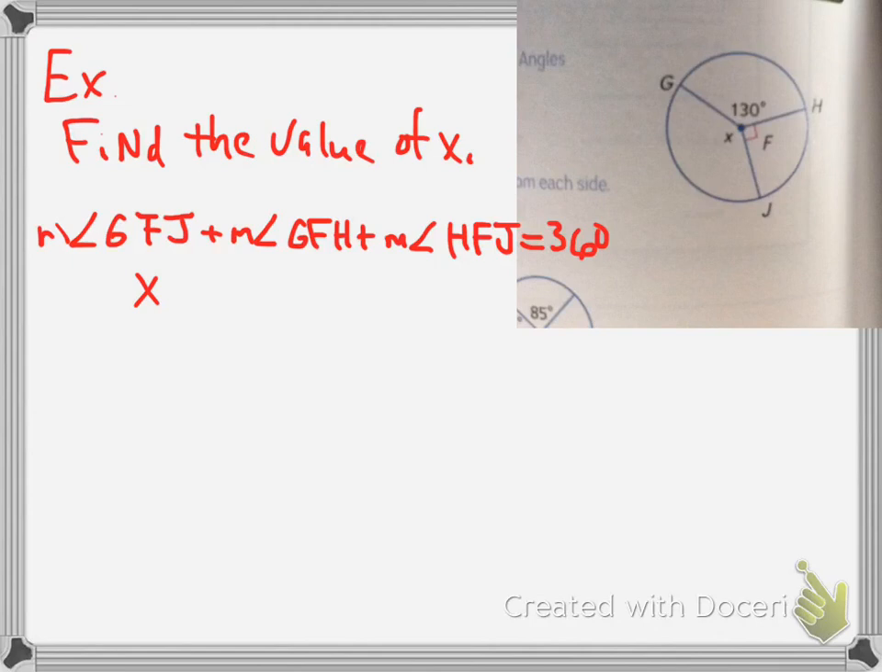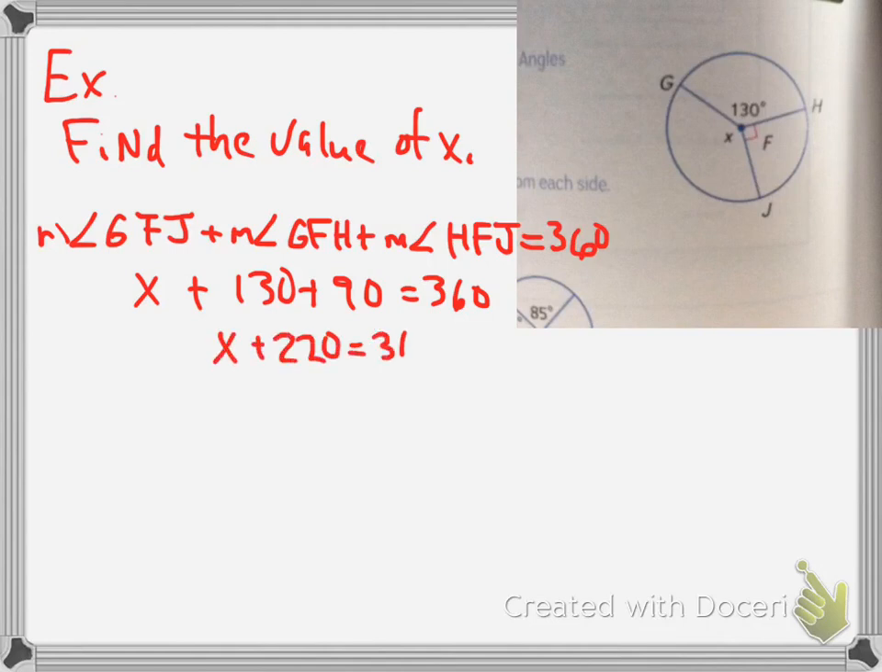Well, first one is x, because I don't know it. The next one is 130, and the last one is 90 degrees, because that's what that little square means again, is 90 degrees. So x plus 130 plus 90 equals 360. And then from there, just combine your like terms, subtract. Hey, it's easy peasy, alright? We've got this, no problem. Okay, so now we've got that to be 140. So the measurement of GFJ, or the value of x, was 140 degrees.